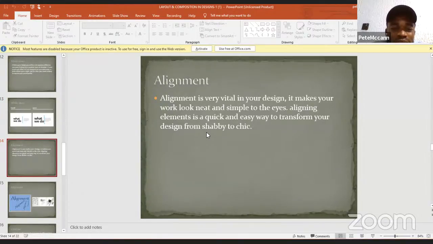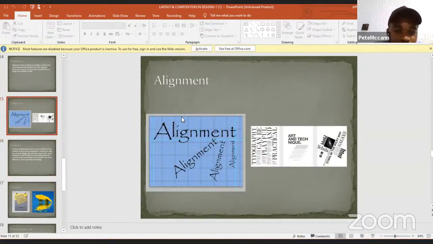Talking about the alignment. Alignment is very vital in your design. It makes your work look neat and simple to the eyes. Aligning elements is a quick and easy way to transform your design from shabby to cheeky. Okay, look at these alignments. Depends on how you want to.